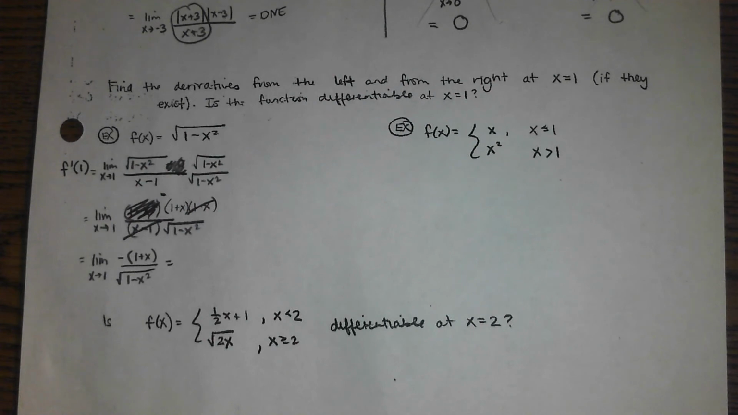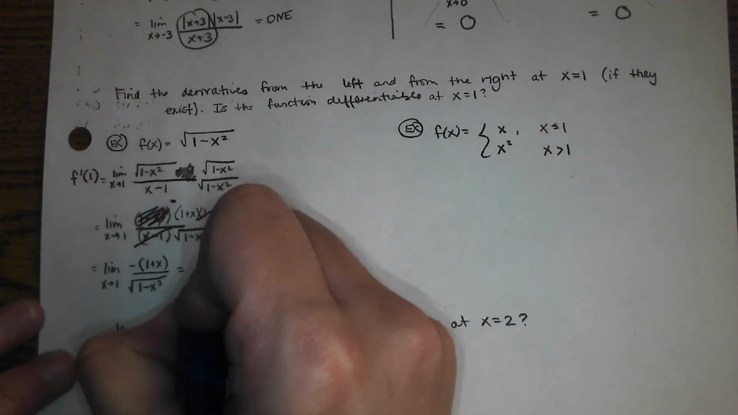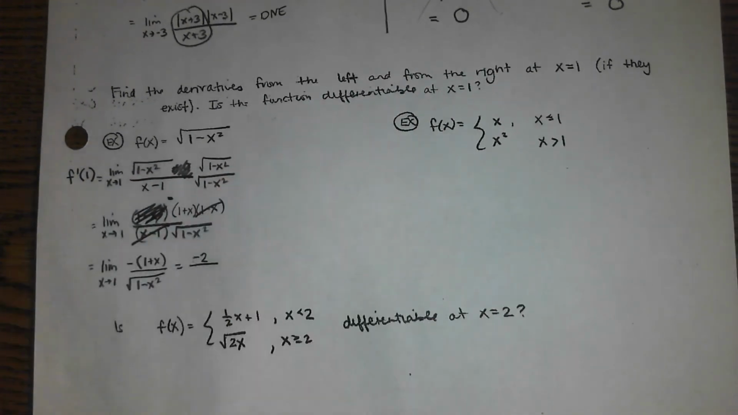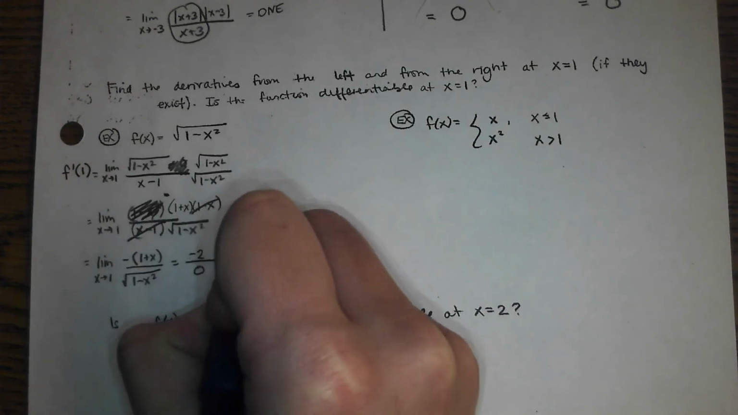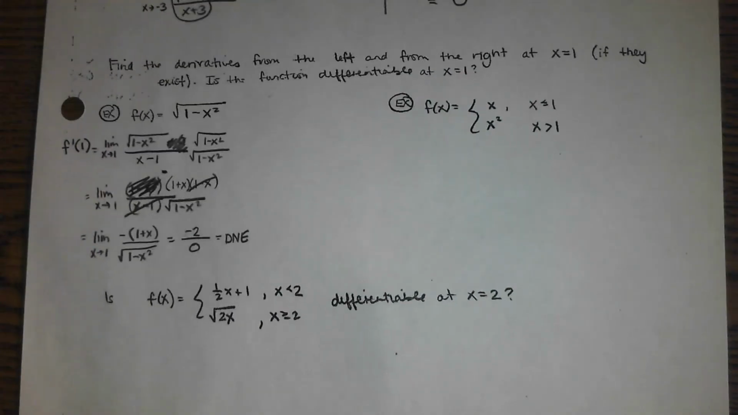If I plug in a 1, my numerator is negative 2. If I plug in a 1 in the denominator, it's 0. A number over 0 is better than 0 over 0, right? Because at least I can say that the answer is does not exist. The slope at 1 does not exist. We thought that might happen, right?